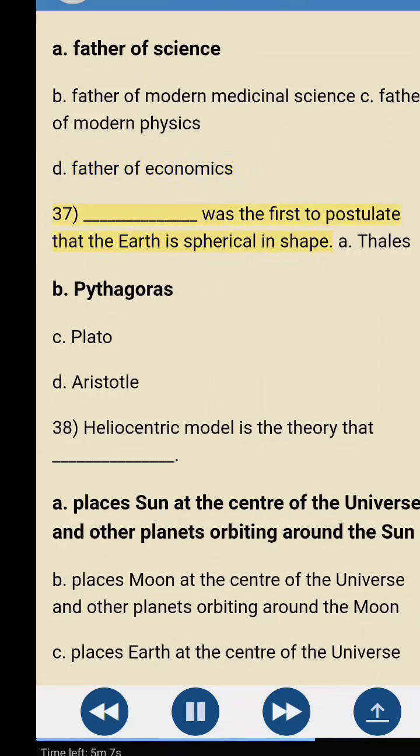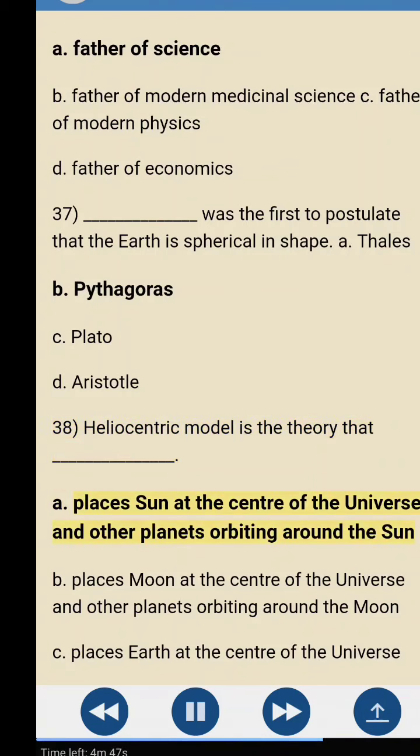37. Blank was the first to postulate that the earth is spherical in shape. A. Thales. B. Pythagoras. C. Plato. D. Aristotle.